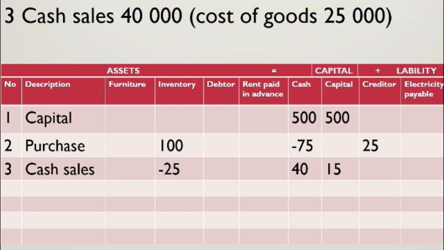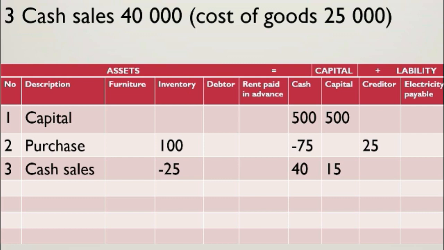So what is happening to the business? To make that sale of 40,000, we have to give goods worth 25,000. So our inventory, or another term for inventory is goods, will reduce by 25,000. So when we receive cash, we have to give goods. So goods is going out of the business. When it's going out of the business, we have to minus it. So we can go to the inventory column and minus 25,000.